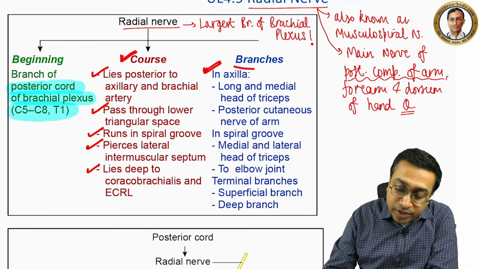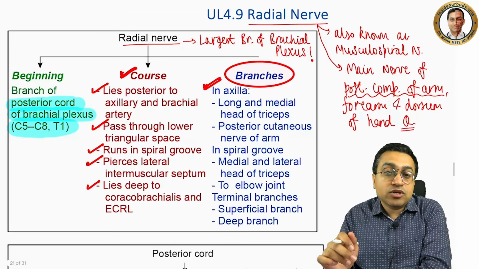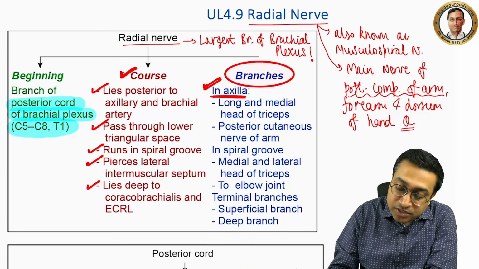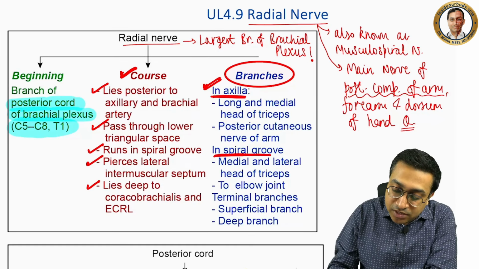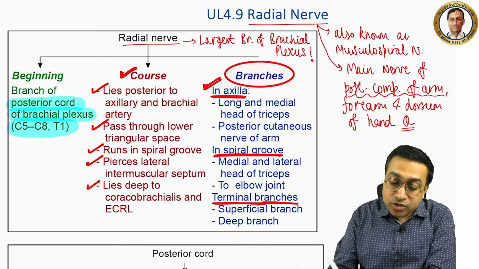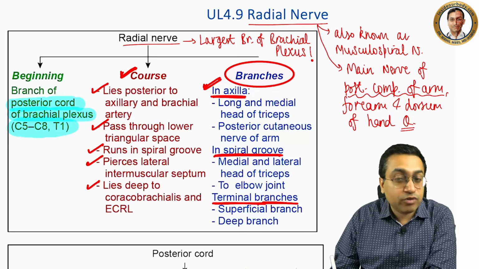Now, an important point is its branches. Certain branches are there for every nerve which you have to remember. Number one, here we have the branch in the axilla region, then we have branches in the spiral groove, and then we have terminal branches. Number one, that is the branch to the long and medial head of triceps.